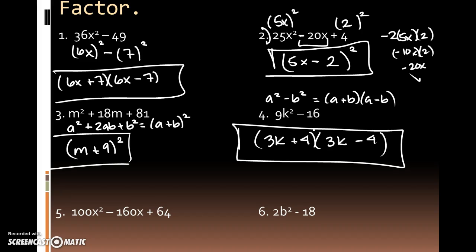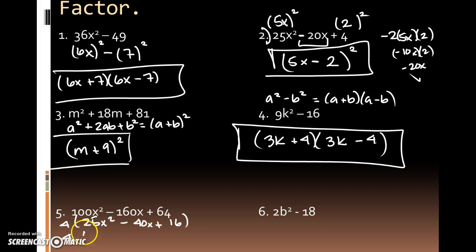Last one. These numbers are huge, and I want you to stop here just for a moment. Remember that check. What goes in, is there something? The answer is yes. That goes into 100, 160, and 64. There is, and that number is 4. So I'll take out a 4, and I have 25 x squared minus 4 goes into there 40 times, and then plus 16. It's still a perfect square trinomial, but I had to take out the 4 first.